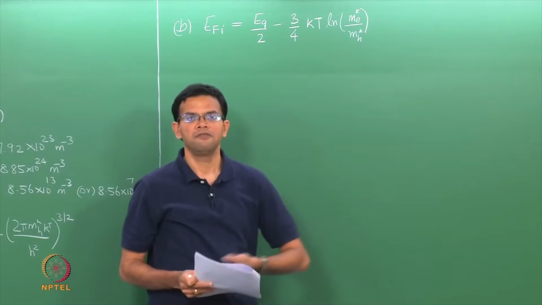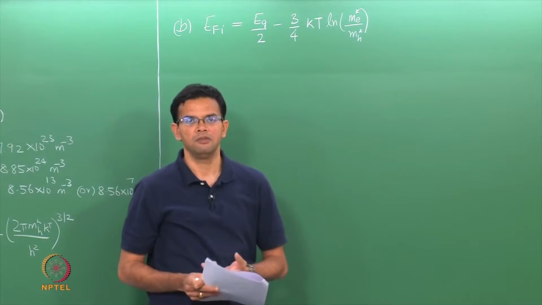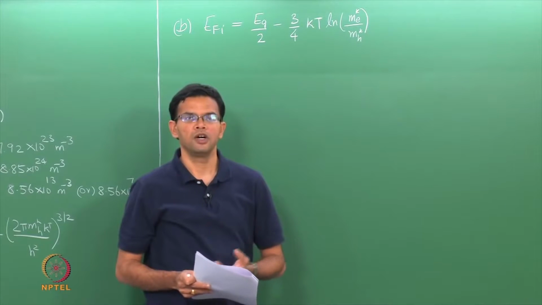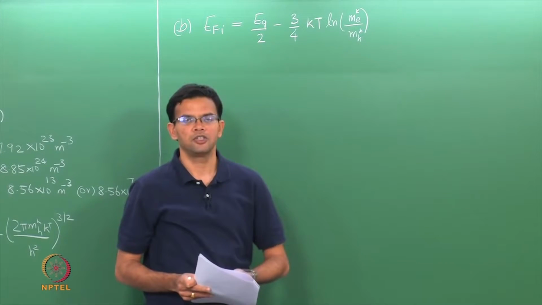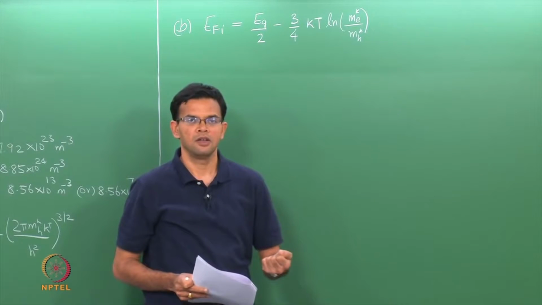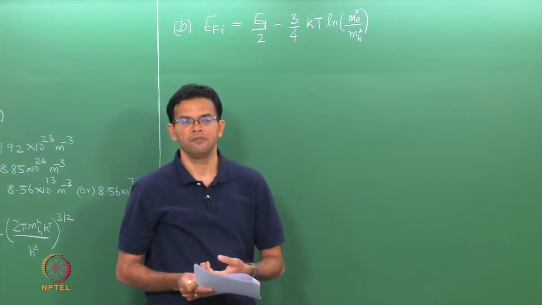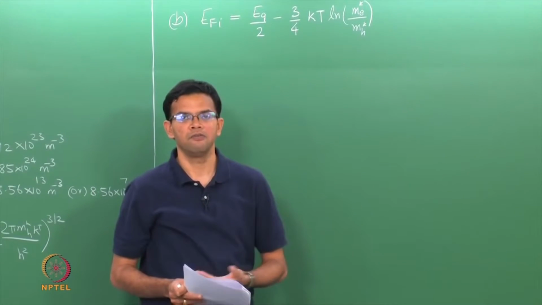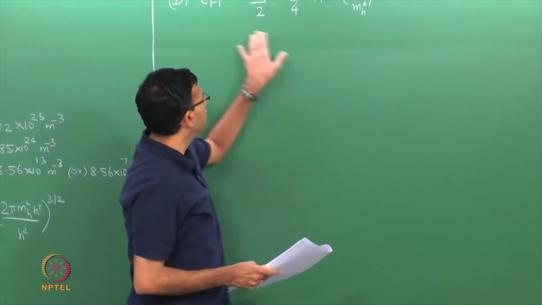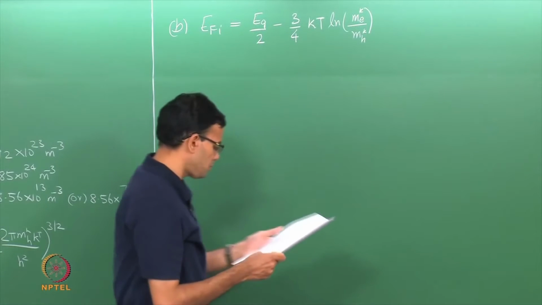If you remember, EFI is nothing but a representation of the chemical potential or the amount of work that needs to be done in order to remove an electron from a semiconductor. So, even though your electron and hole concentrations are the same, so N is equal to P, because you have different effective masses, your EFI is slightly shifted from the center of the gap.